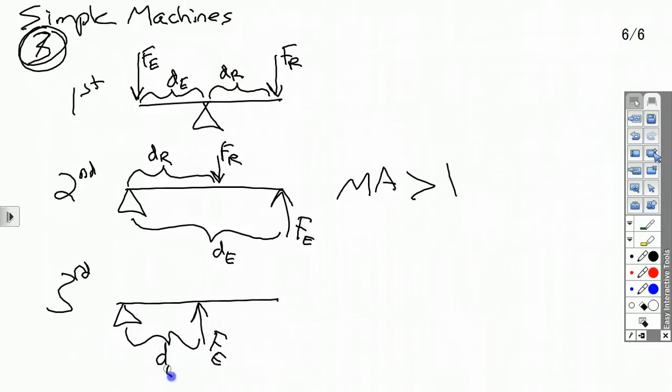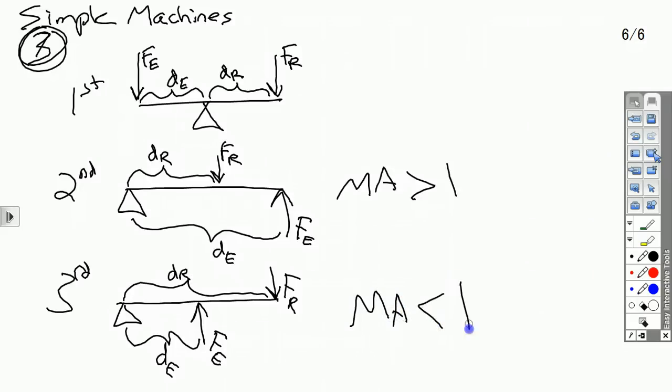There's another case where your effort is in the middle, closer to the fulcrum than the resistance, and this is your FE, and that's your DE, and your resistance, let's say, is on the end, or at least farther out, and that's your DR. Now, in a third class case, your resistance distance will always be longer than your effort distance. So this mechanical advantage is always less than 1.